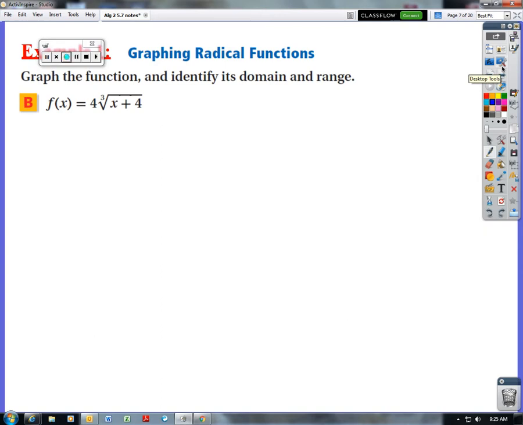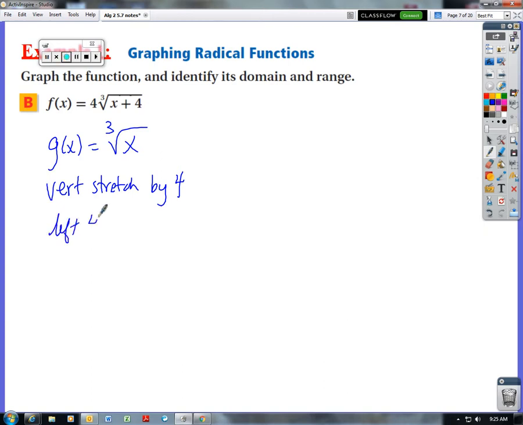Now we are going to graph, and we're going to use transformations because we are very familiar with those. So what's the parent graph? Well, you see the radical, you see a cube root. So g of x is the parent graph. That's the cube root of x. The 4 out front, we know that that's going to be a vertical stretch by 4 from our previous experience. And the plus 4 inside the radical is going to move it left to right. It's going to go backwards. It's going to go left 4 units.